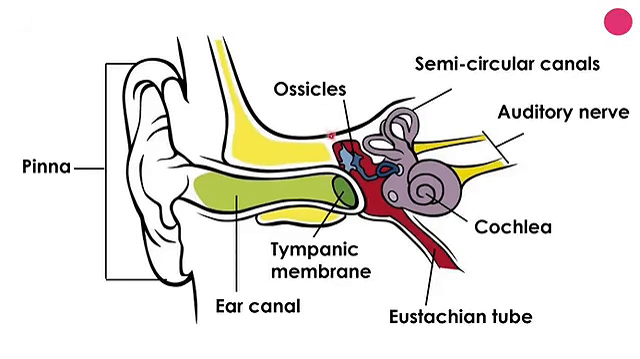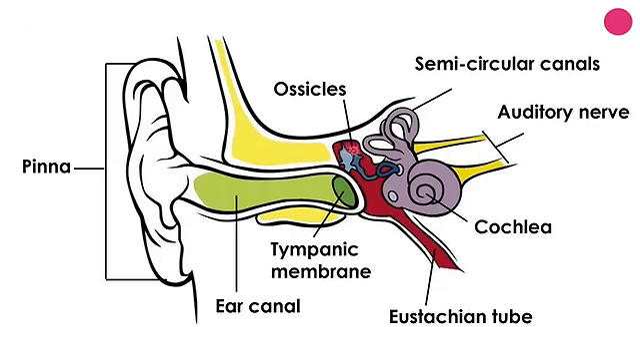So here we've got a picture of the ear. Let's quickly identify the different parts. We've got the outer part of the ear, which is the pinna, and then from there it moves into the ear channel, and the ear channel will end in a membrane which we'll call the tympanic membrane, and that divides the outer ear from the middle ear.